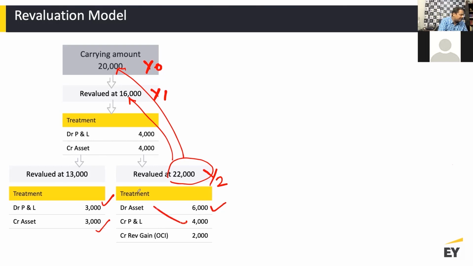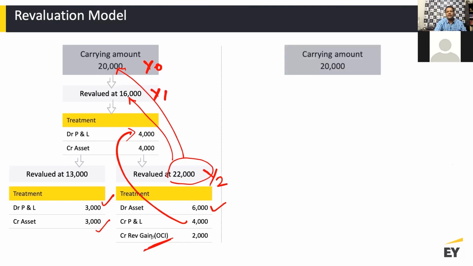So that comes to 6,000, and then credit P&L. This 4,000 is nothing but what I had debited here. So I'm going to recoup, and this excess 2,000 is what will go to other comprehensive income. This gain will go to other comprehensive income. OCI stands for other comprehensive income. I'm going to look at this with the help of another example, right?